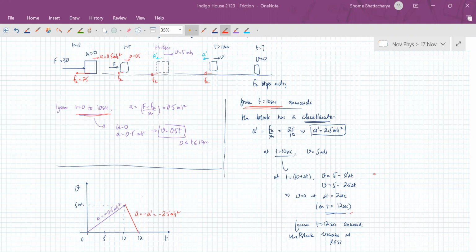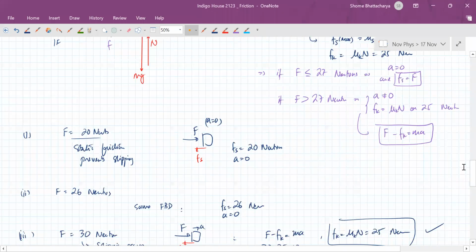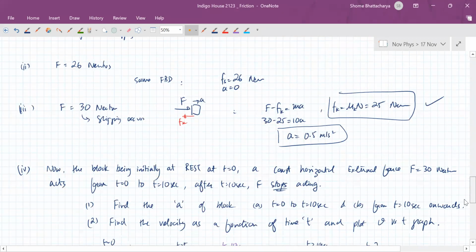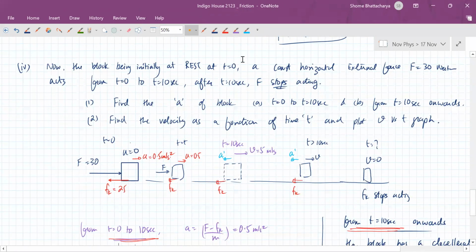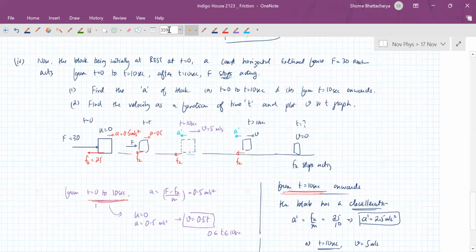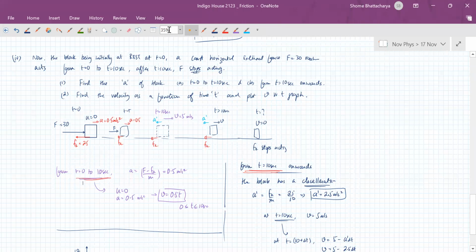Sir, can you scroll up in the fourth question? So what is written after a? After at t is equal to 0, comma a, the first line. At t equal to 0, constant horizontal force. That's short form for constant.